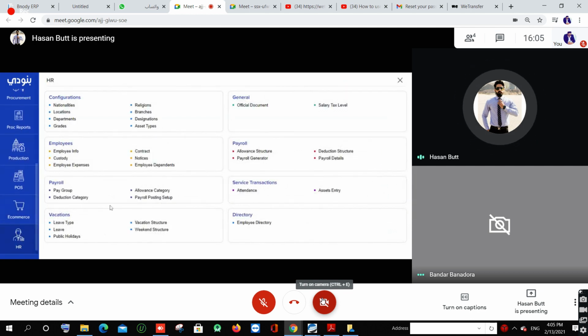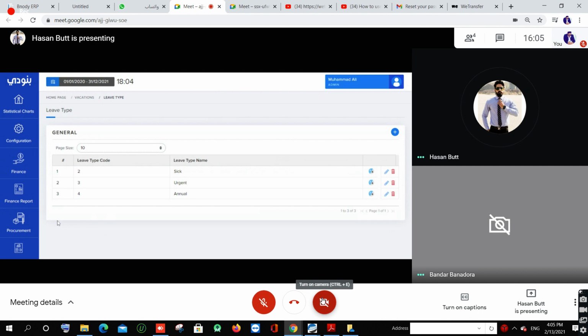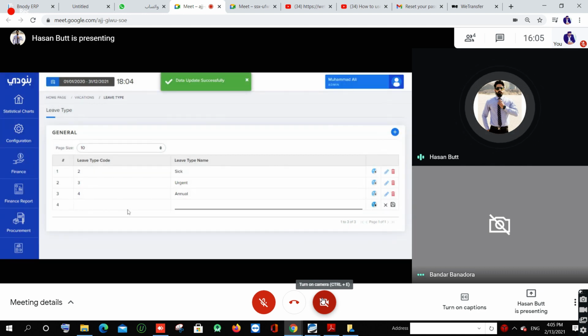So after that, we have another option, which is leave type. All right. We will go to the leave type option. And this is also a very simple form. We just need to have the leave type. As you can see, leave can be sick leave, urgent leave, or annual leave. All right. So it can be injury leave as well. All right, brothers. You can define the leave types that you think it can be.